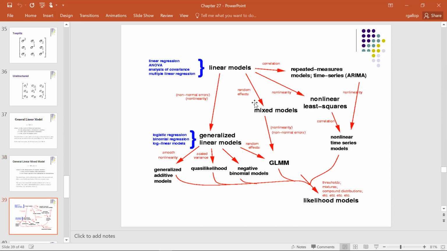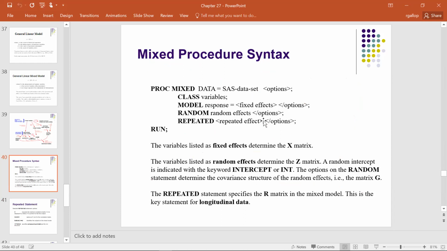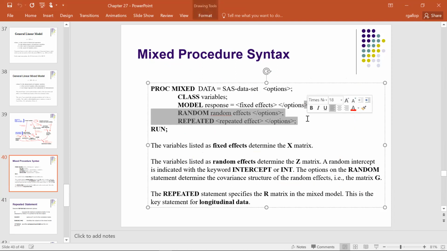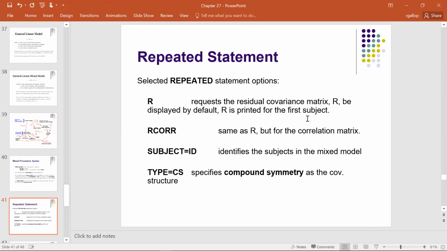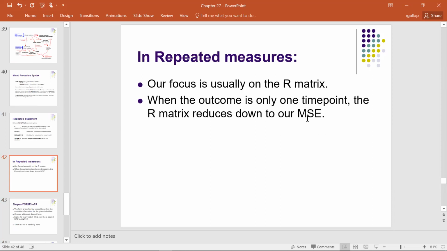So we're on this path from where we began back in topic 0. So again, the big thing is the class statement, the model. We've worked with PROC MIXED now. Everything's the same except we got this repeated line that we need to keep in mind as we move forward. So again, PROC MIXED, just business as usual. Like I said, I think a couple of these might be repeating. The R prints the variance covariance matrix. The RCORR, correlation matrix, SUBJECT the patient identifier. So our focus is as usual on the R matrix.